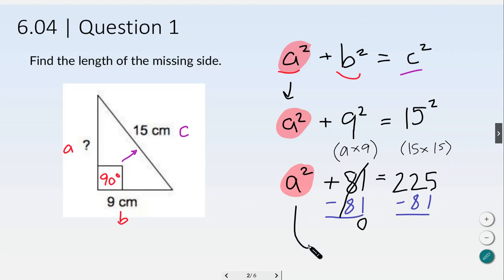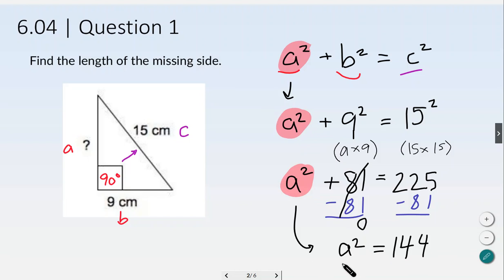That's great. I'm going to bring down my a squared equals, and 225 minus 81, that should give me 144. Okay, so at this point in time, I know that a squared is 144.